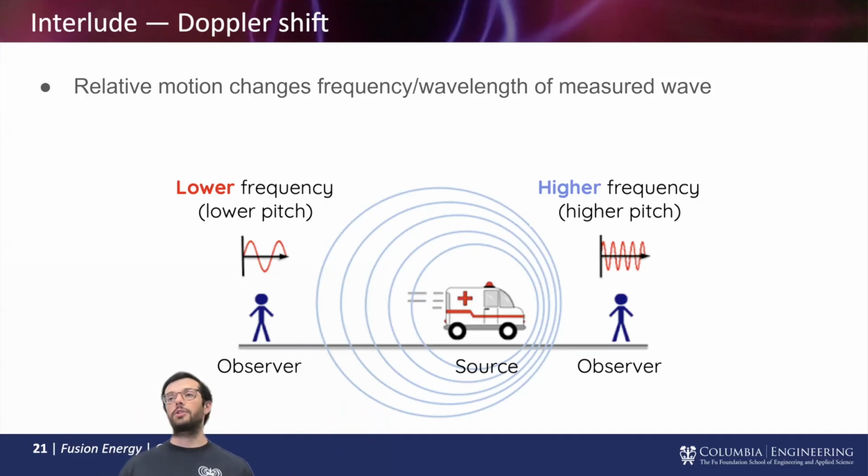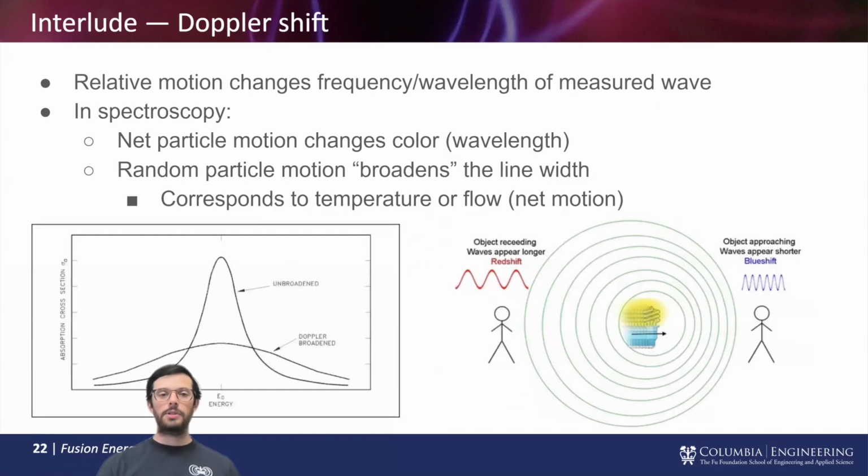So this happens in light too. If the object is moving towards you, it will make the wavelength shorter, so make it bluer. It's called blue shift in astrophysics. And the other way, if the object is moving away from you, it creates redshift. So we use this in a pretty specific way in plasmas, and it's called Doppler broadening.